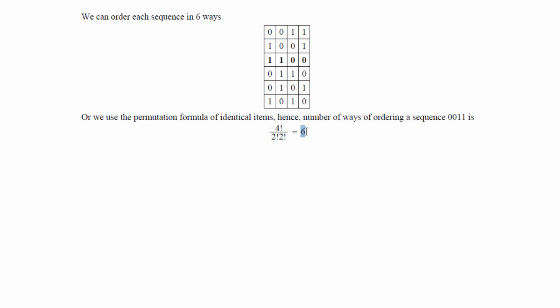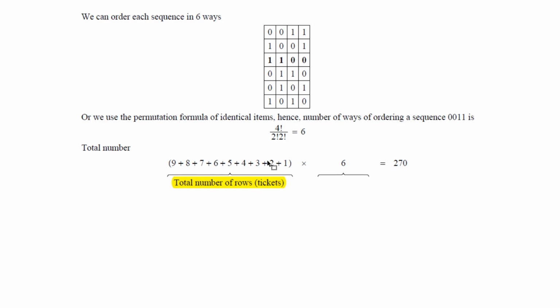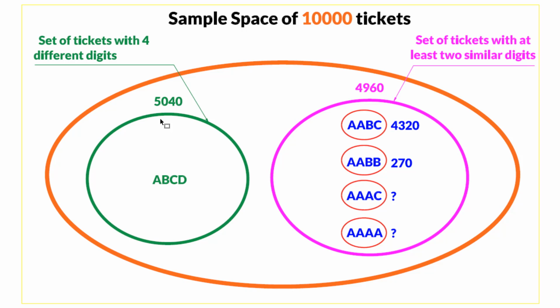We can permute it in 6 ways, and the total number of tickets in the previous set of tables is this sum here from 9 until 1 times 6, the number of permutations, and we get 270 tickets of the form A, A, B, and B. So now we can come back to the diagram of sets and we can add that the tickets in the form A, A, B, B, their number is 270.